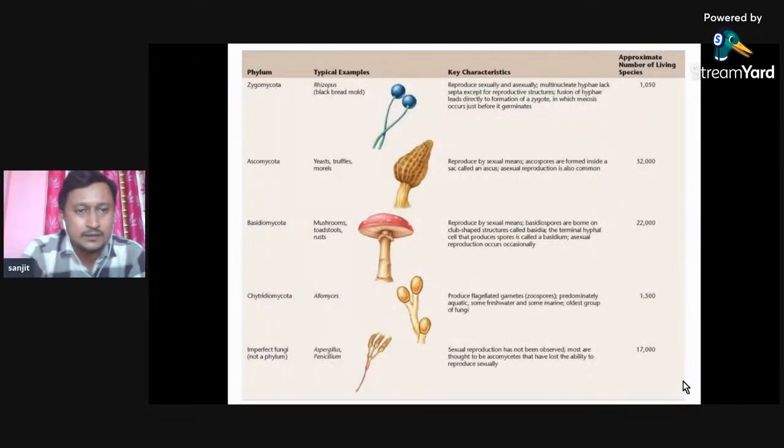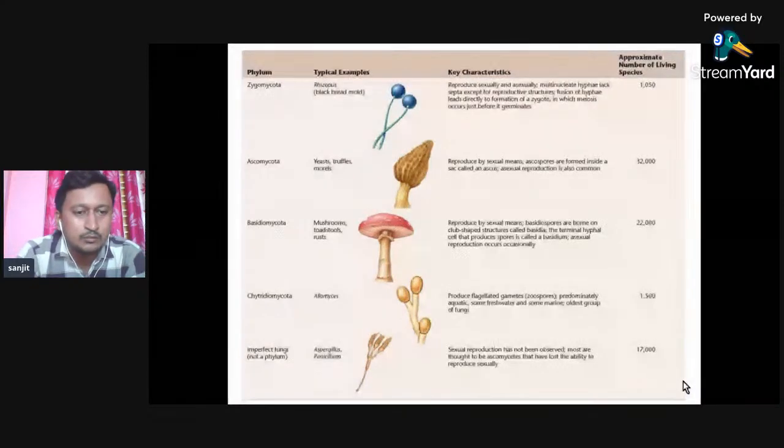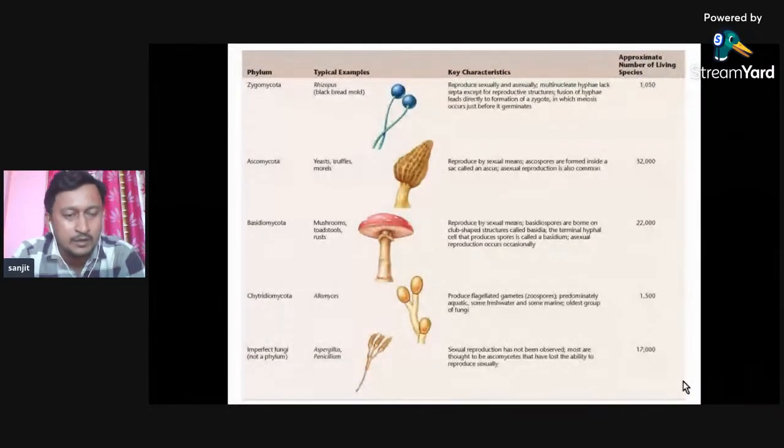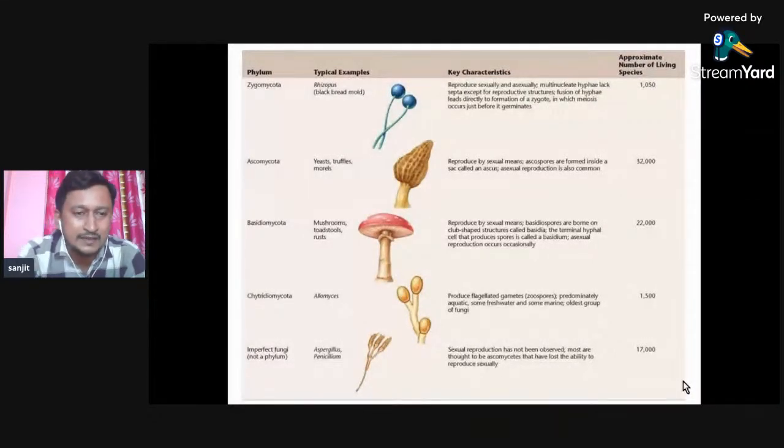This slide shows the classification of fungi. Actually, fungi are classified in five phyla: Zygomycota, Ascomycota, Basidiomycota, Chytridiomycota, and Deuteromycota. Out of these five, the majority of the mushrooms belong to the phylum Basidiomycota, and some of the fungi like Xylaria, Morchella, etc., belong to the phylum Ascomycota.